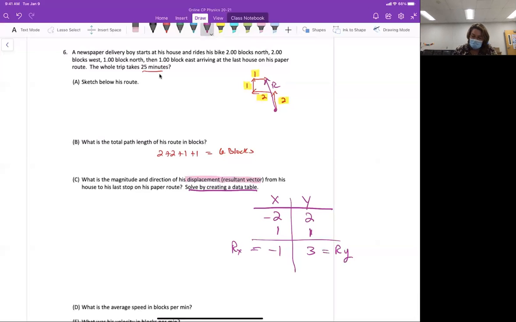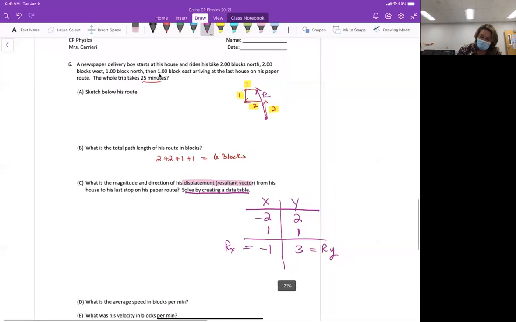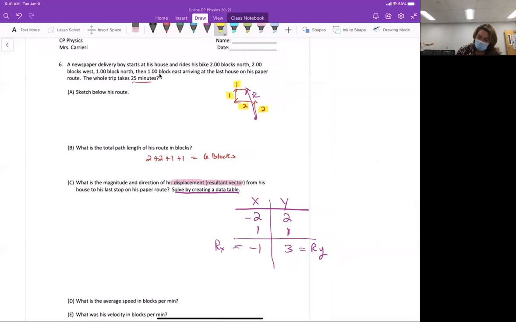So I'm going to sketch that now. It's very helpful to sketch it. So draw these tip to tail. So Rx, 1 unit left. Ry, 3 units up. Okay, this has 1, this has 3. How did I know to go to the left? Because it was negative 1. How did I know to go straight up? It was a positive 3. So this is what R looks like.